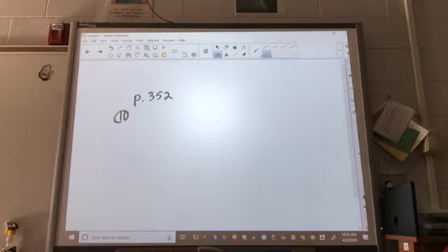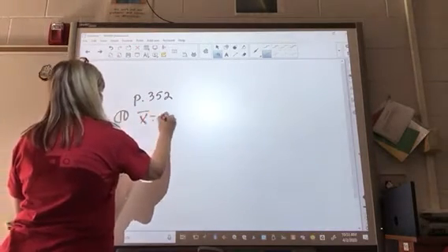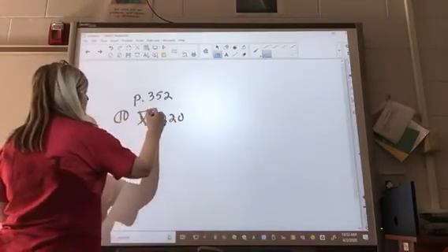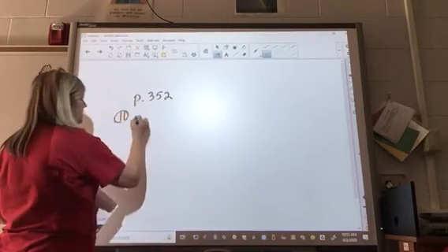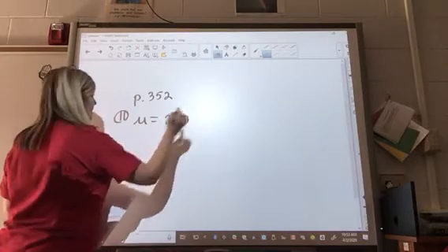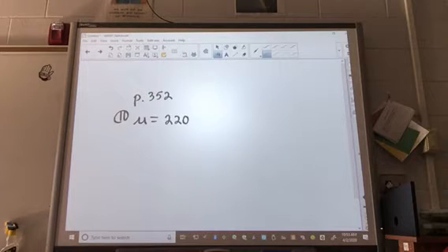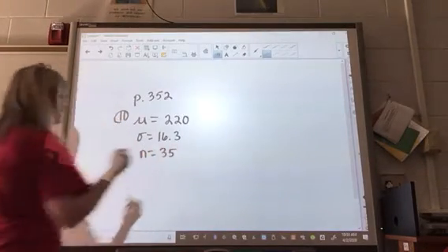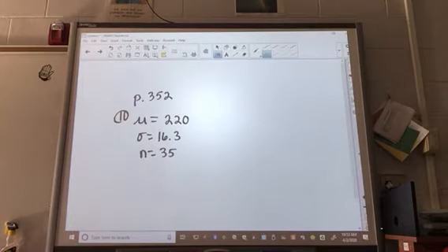Okay, number 11 says, the mean serum cholesterol level of a large population of overweight children is 220 milligrams per deciliter. All right, that's our mean, our actual population mean. It says the standard deviation is 16.3. If a random sample of 35 overweight children is selected, so that's your n, find the probability that the mean will be between 220 and 222. It says assume it's normally distributed.